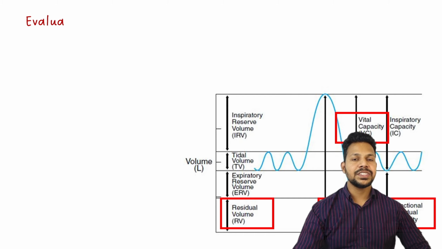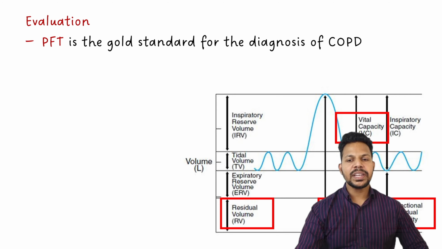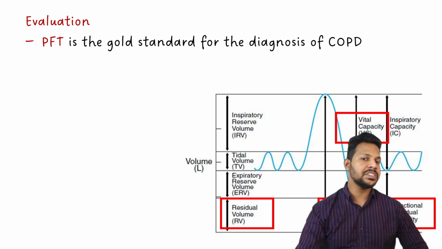Now, let's see the evaluation. The gold standard for the diagnosis of COPD is pulmonary function test. Now, if you can look at the image, the residual volume is increased. Because of hyperinflation, there is residual volume which is increased. And the capacities which incorporate residual volume are total lung capacity and functional residual capacity. They are also increased. And the counterpart of residual volume is vital capacity, which is reduced. Right? It is very clearly apparent.